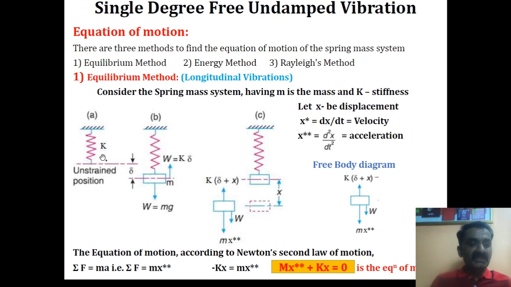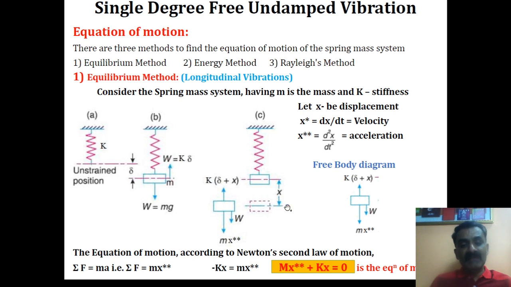This is the spring where no mass is attached. This is k. We have attached some mass m, and because of the mass, the weight is acting in the downward direction. So it gets deflected by some amount, which we call the static deflection. And the spring is resisting its motion in the downward direction by the spring force, also called the restoring force, which is given by k into delta.